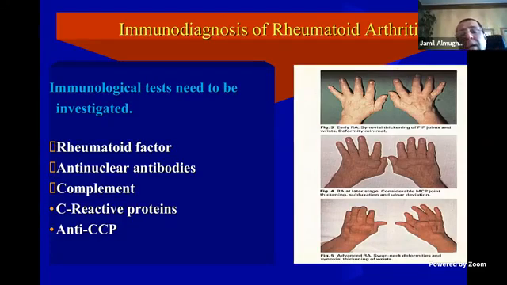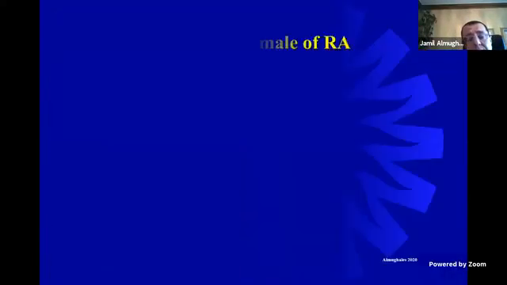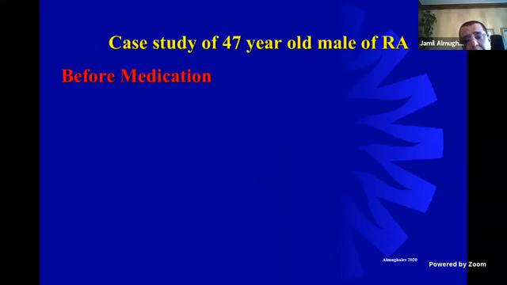So in immunology, when we make the diagnosis early, the patient will not reach this kind of unfortunate late diagnosis of rheumatoid arthritis. It is difficult as a medical consultant or immunologist to see patients come to the clinic with deformity. So this is a case study of an arthritis patient.